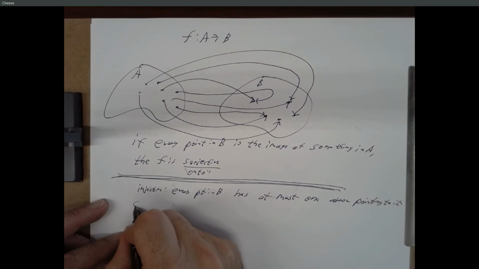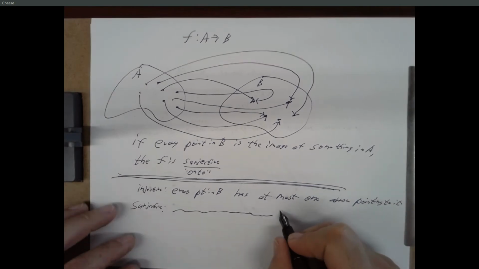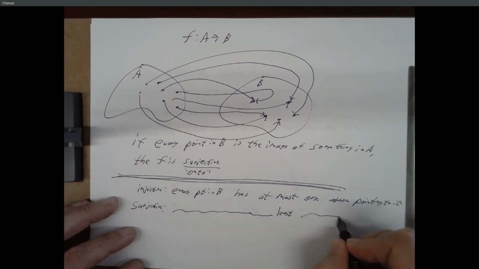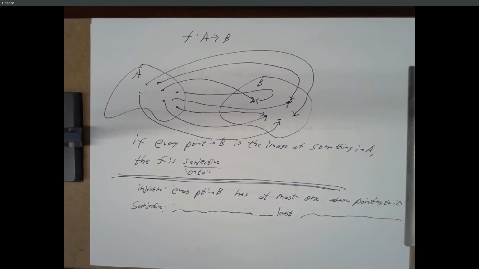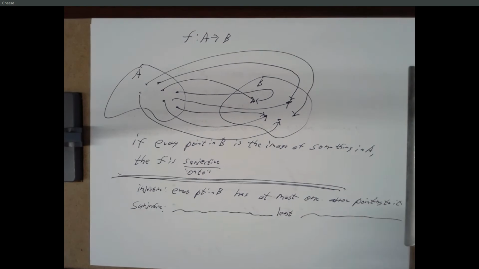All right, surjective says every point in B has at least one arrow pointing to it. Every point has an arrow, it's surjective. This point has 5 arrows, that's okay, as long as it has at least one arrow.